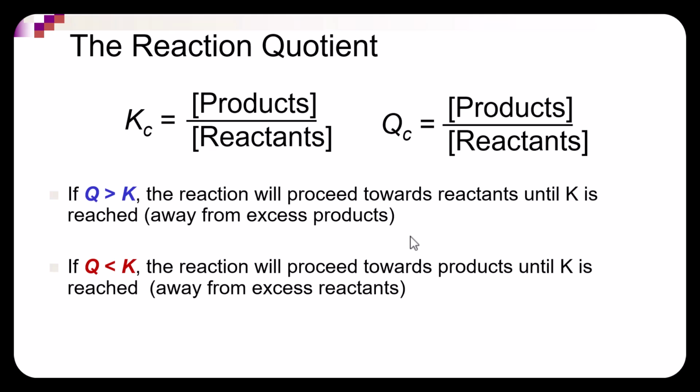And then we have that value in the middle. If we do the math and Q is equal to K, then we are at equilibrium, okay? So if I said K is 1.45, and then we mathematically decide Q is 1.45, that would mean we are at equilibrium, Q equals K. So those are the three scenarios we can be in.